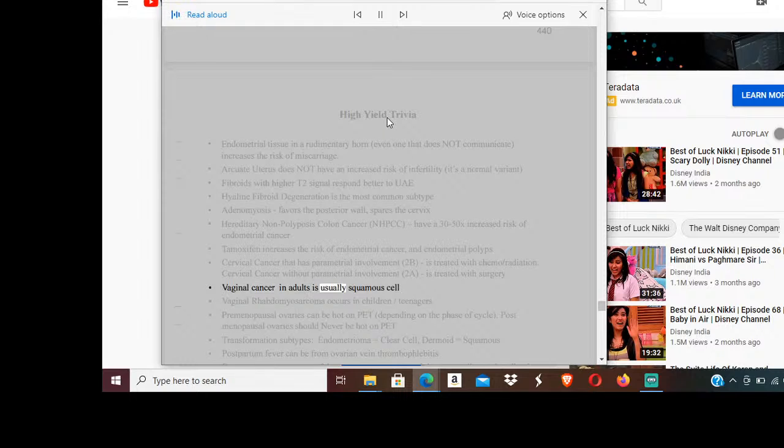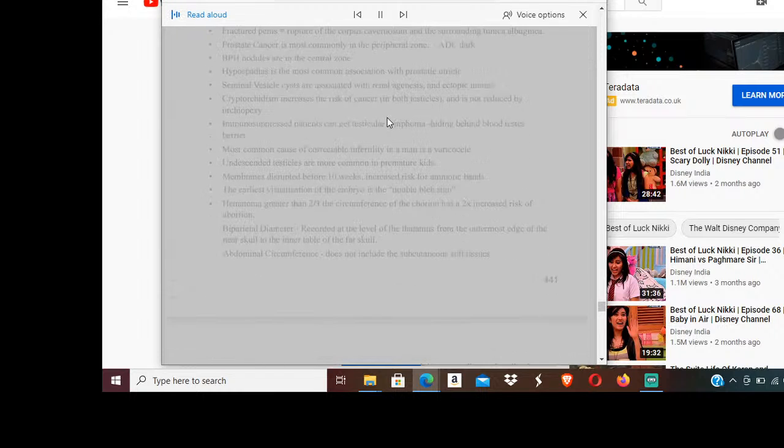Vaginal cancer in adults is usually squamous cell. Vaginal rhabdomyosarcoma occurs in children, teenagers. Premenopausal ovaries can be hot on PET depending on the phase of the cycle. Postmenopausal ovaries should never be hot on PET. Transformation subtypes: endometrioma equals clear cell, dermoid equals squamous. Postpartum fever can be from ovarian vein thrombophlebitis. Fractured penis equals rupture of the corpus cavernosum and the surrounding tunica albuginea.